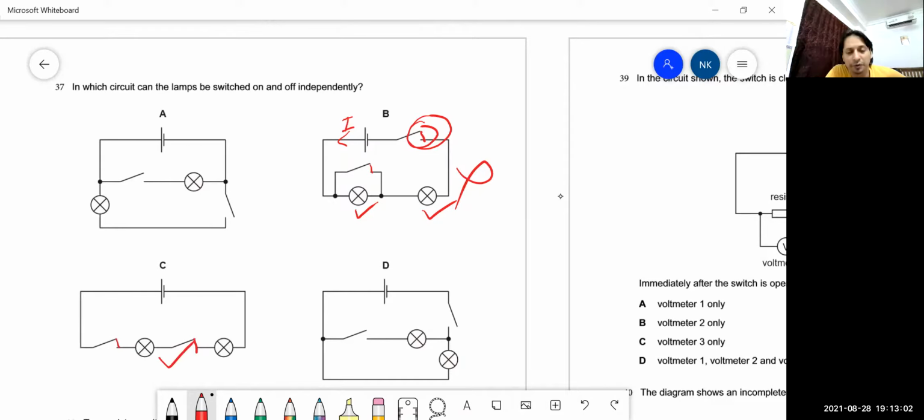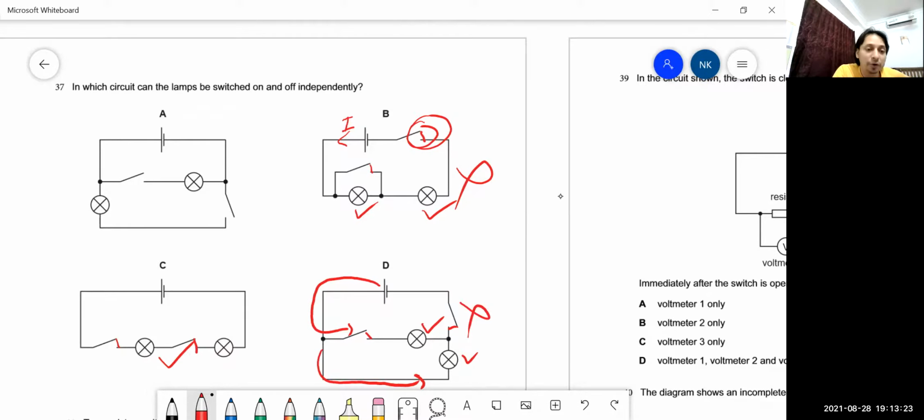This will not solve our purpose. In option D, if I connect this one, what happens, children? Now you can see current will pass through this path, current will pass through this path. So at the same time current is passing through both these bulbs, and it means at the same instant of time both the bulbs will blow. We don't want this combination.